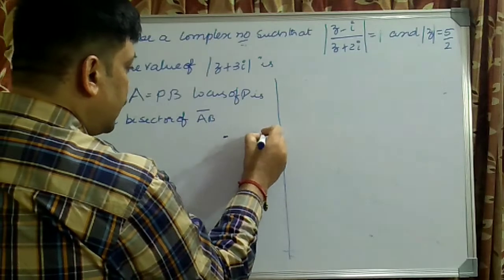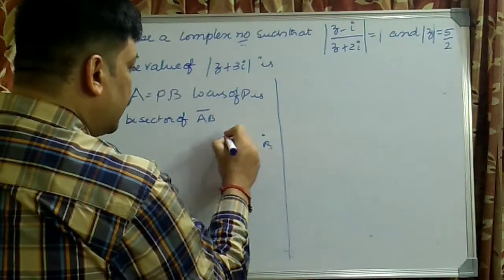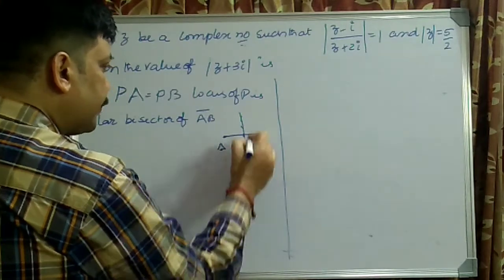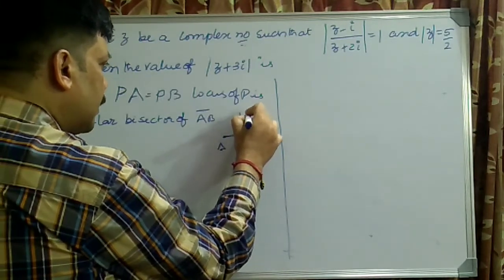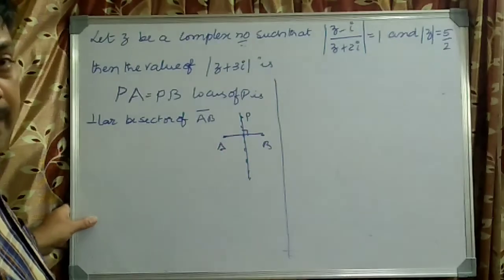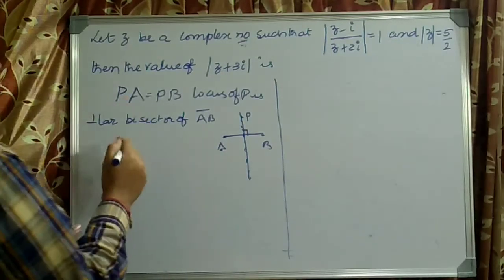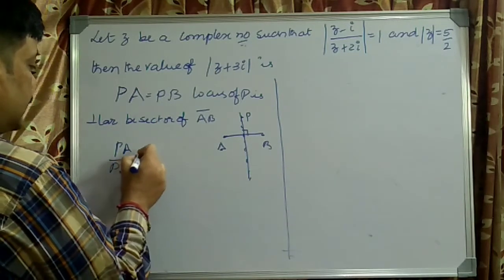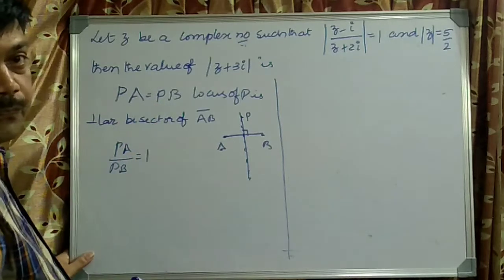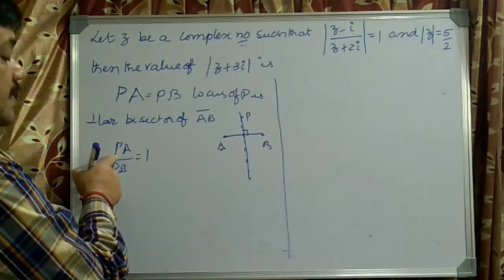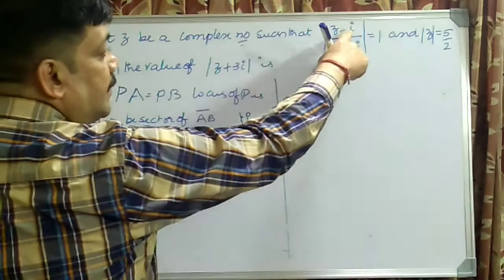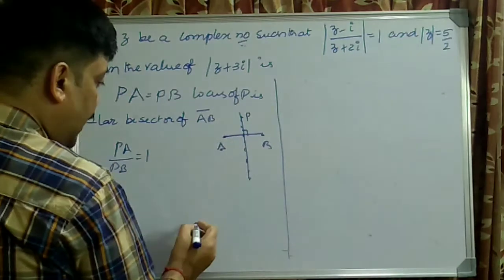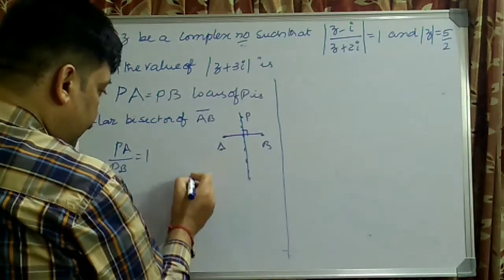Now I am stating the same thing through a diagram. See this, please. This is the locus of P, which is perpendicular and bisecting the line segment AB. Now you can see the same thing can be written in another way: PA by PB is equal to 1, also the same thing. Now PA is nothing but the distance between P and A. Here also the same thing.